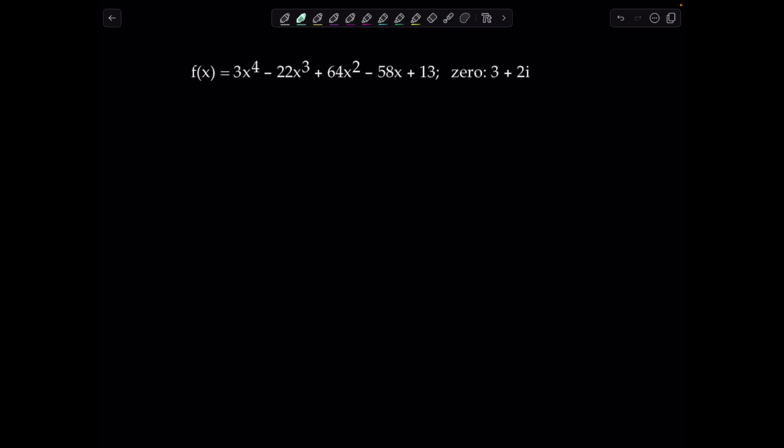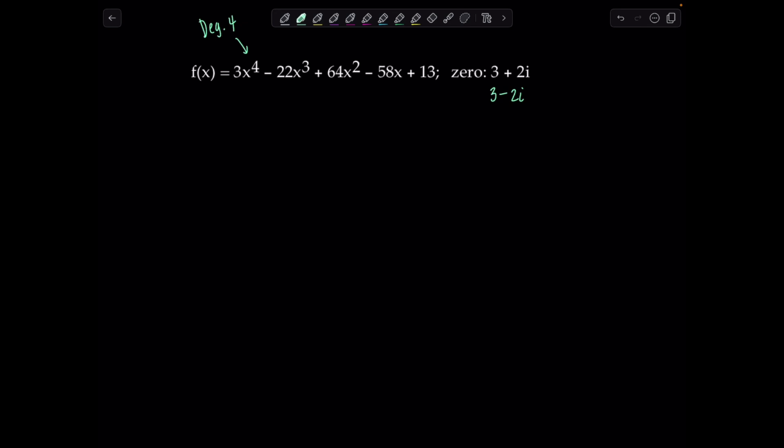Okay, did you try it on your own? I hope you did. This one is the grand finale. This is degree 4, so there should be 4 zeros total. One of the zeros is 3 plus 2i, so I'm missing 3, but I know right off the bat 3 minus 2i is another 0.